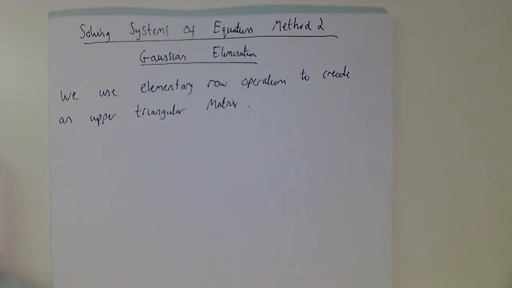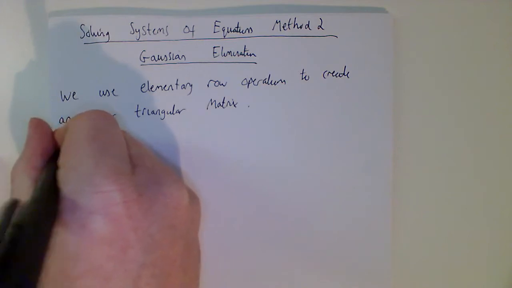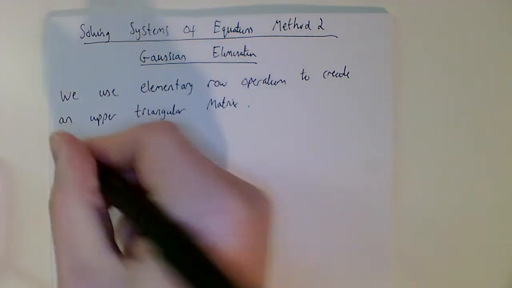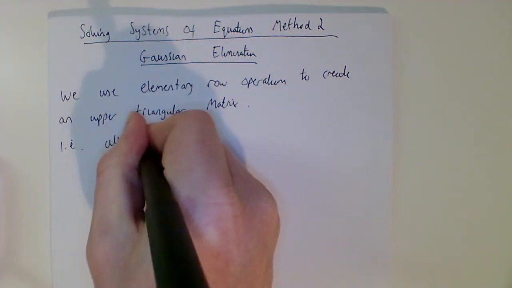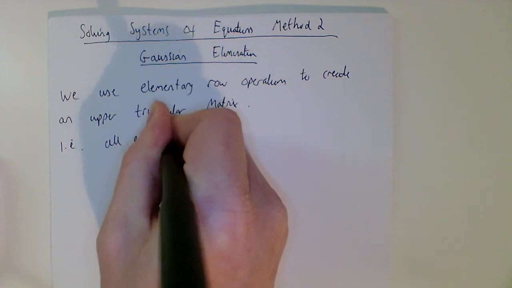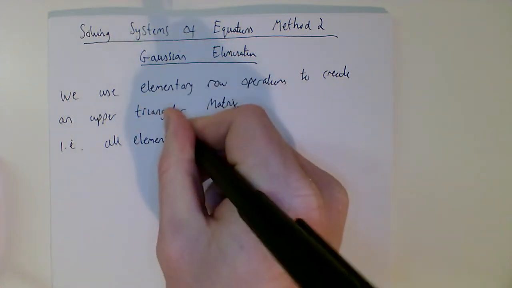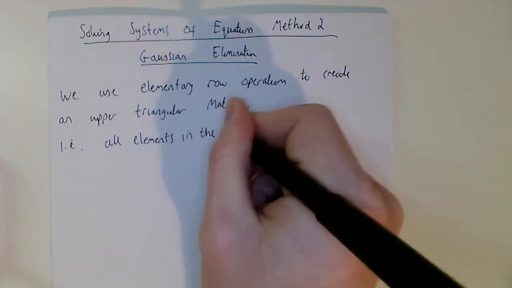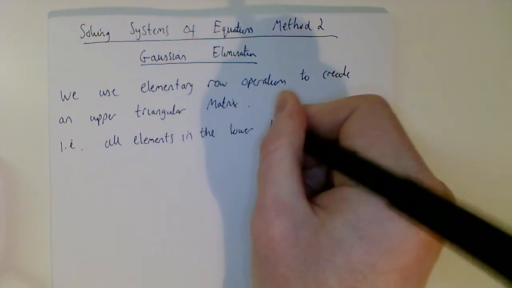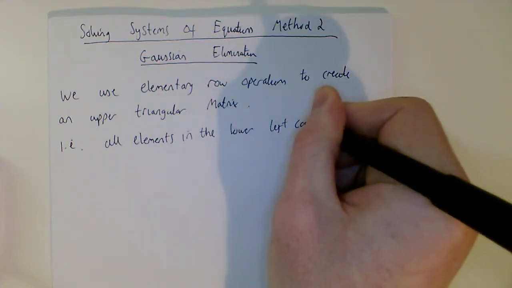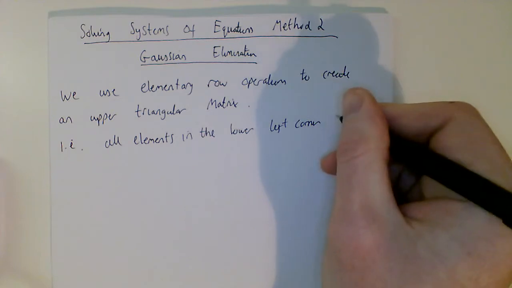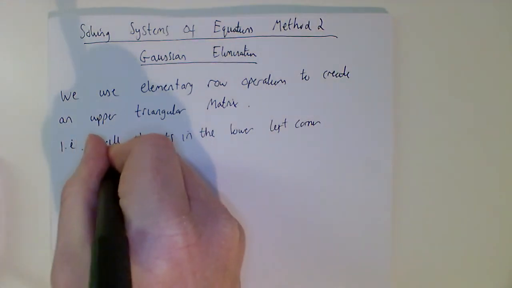Today we're going to look at solving systems of equations, the second method, which is called Gaussian elimination. And what we're going to do is use elementary row operations to create an upper triangular matrix. That means, for example, all elements in the lower left corner are 0.